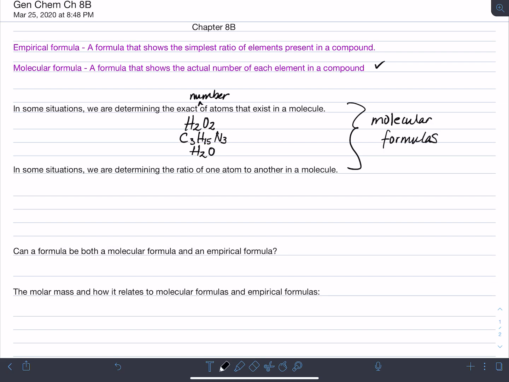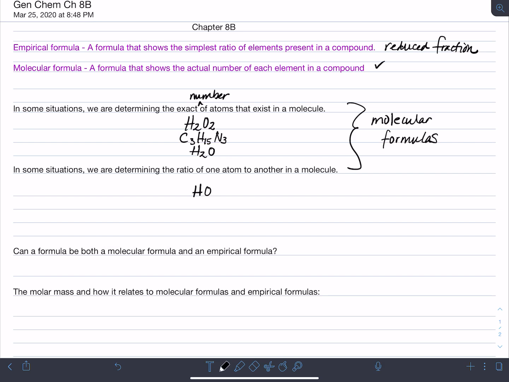Okay, now it turns out that sometimes we can write this in a way that we say the ratio of one element to another. That would be our empirical formula. And you can kind of think of this like you think of a reduced fraction, right? That's kind of the idea behind it. It's just the ratio of one to another. So an example of an empirical formula, if we were looking at what we have up here with H2O2, our empirical formula for that would be HO. And what we see is that for every one H, there's one O.